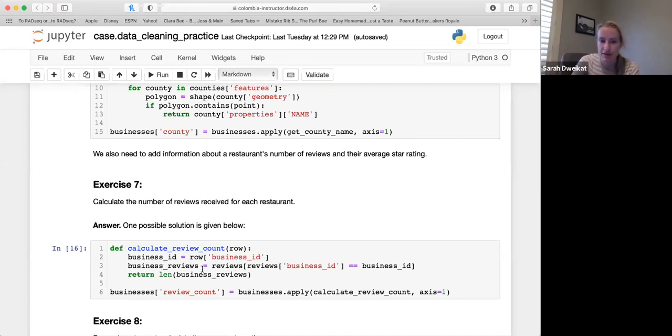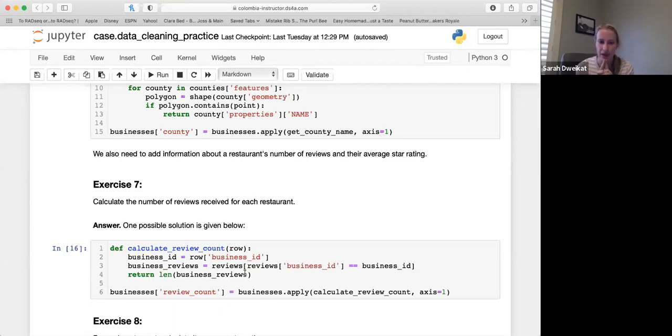Then we're going to say business reviews is from our reviews data set. We want the business ID column, and that equals equals business ID. What that means is, here we defined business ID, so you could basically input that row business ID here. Then we want to return the length of business reviews, which is just how many different reviews there are in that business reviews for each business ID.